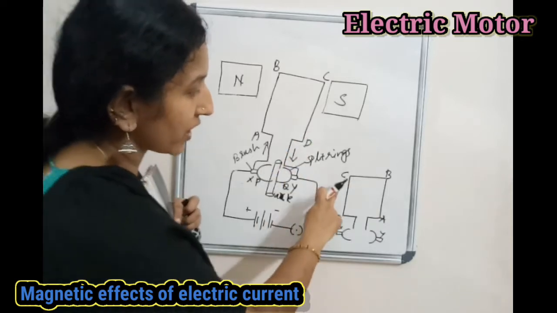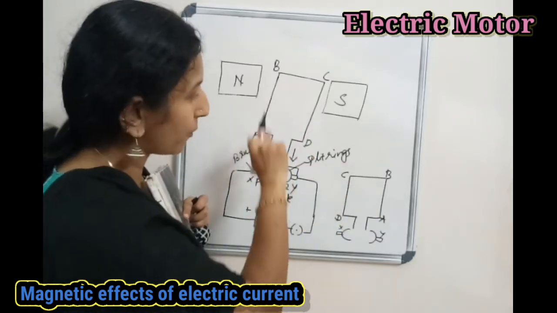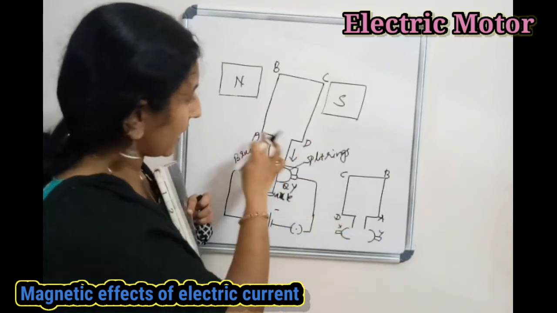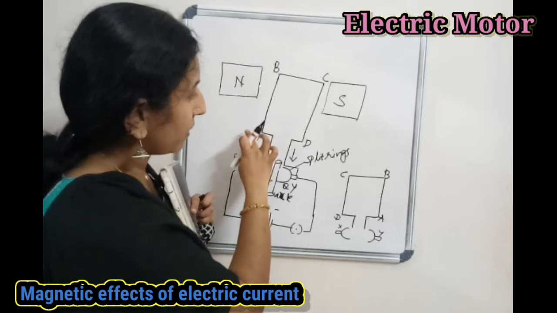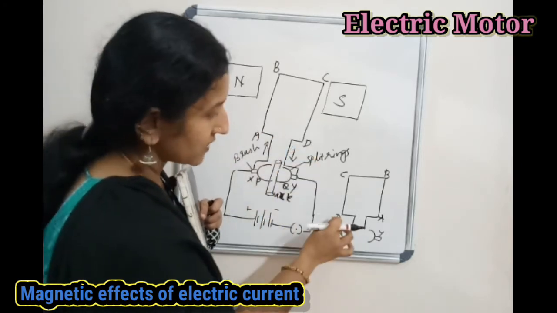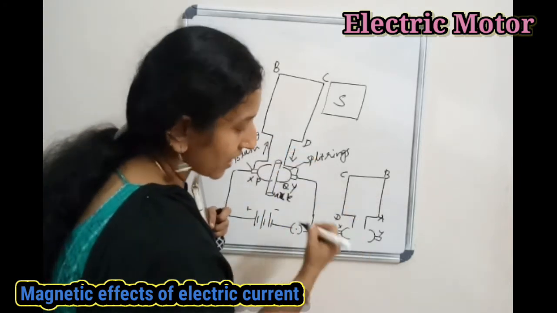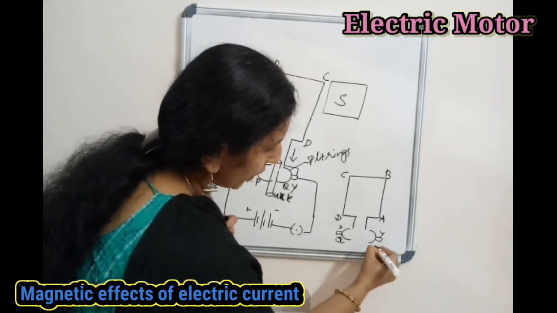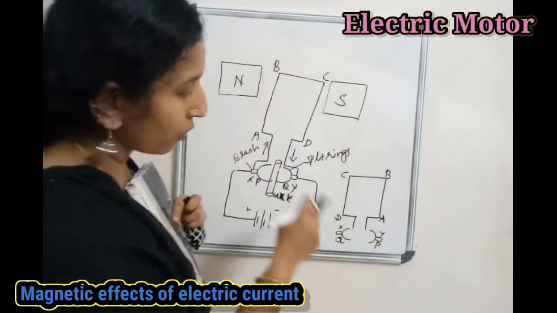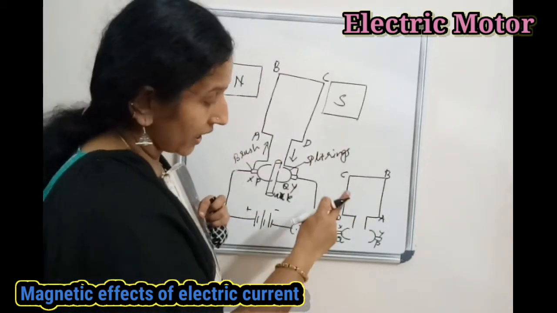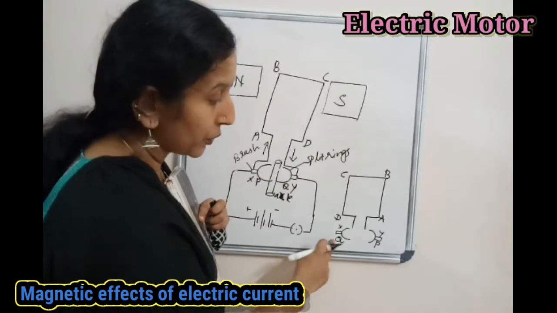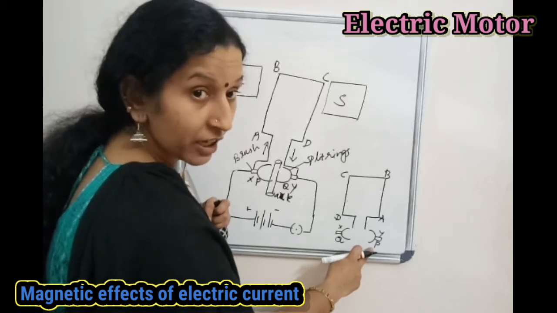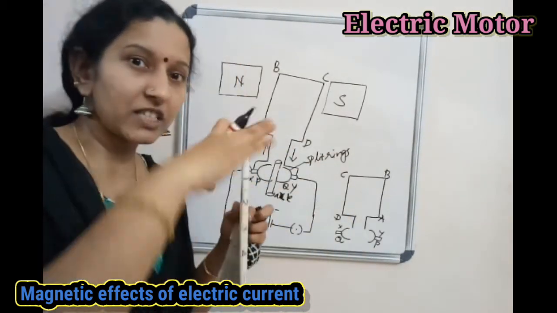So after half rotation, now it's just opposite. See, now CD is in the place of AB and AB is in the place of CD. DCBA. So this is X and Y. Now this is Q and P. Now the brush X is in contact with the half Q and the brush Y is in contact with the half P, because it's changed, right?